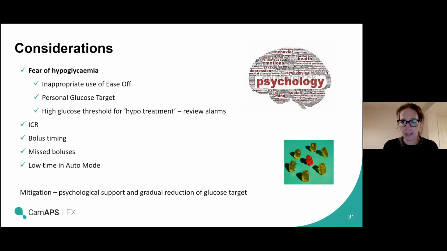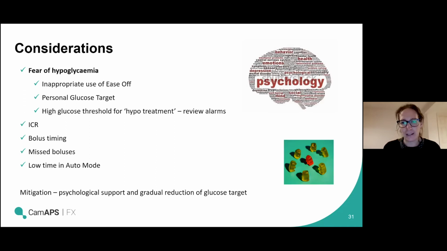And I think it's quite an exhausting process, constantly feeling like you're going hypo at 6, which is actually a very acceptable glucose. So I think it's worth going through and reviewing the alarms and thinking, do I want to be triggered at 6 the whole time? Is that what's leading me to treat a hypo at that point?